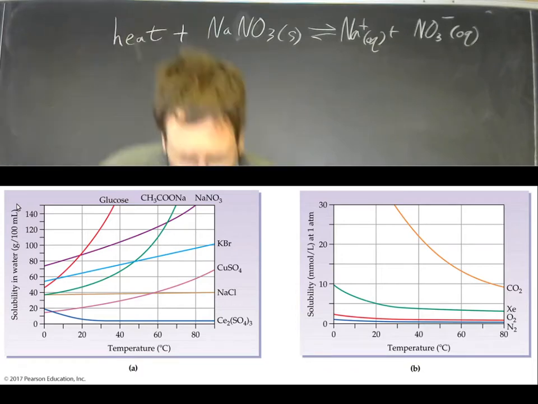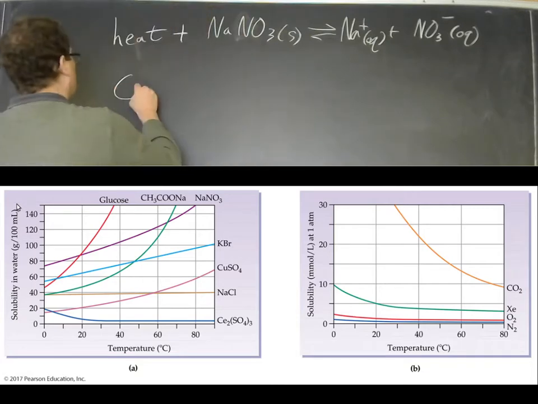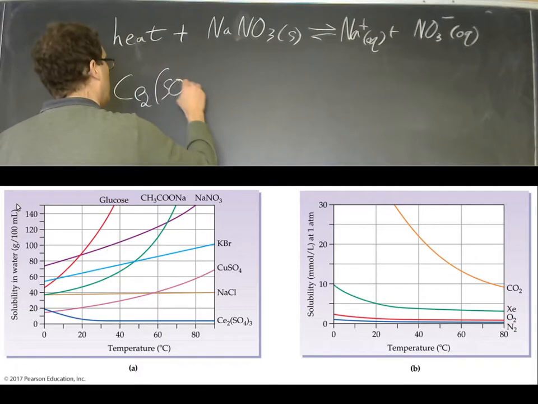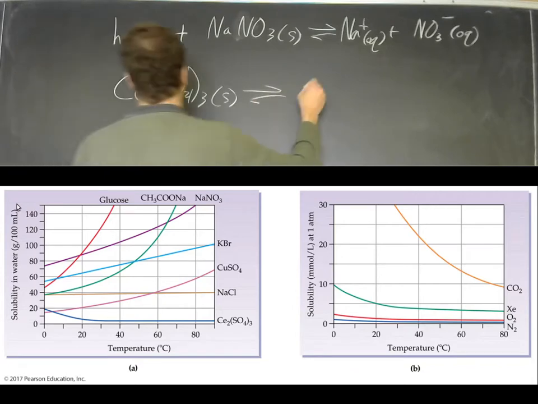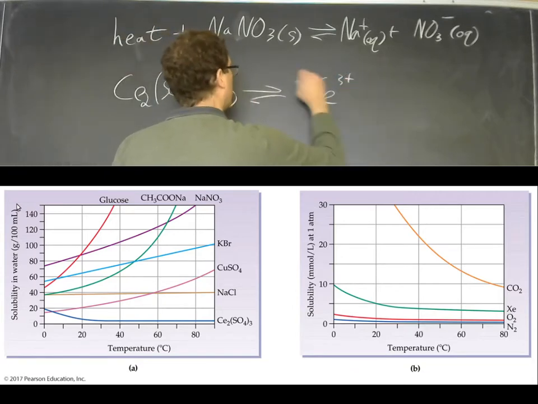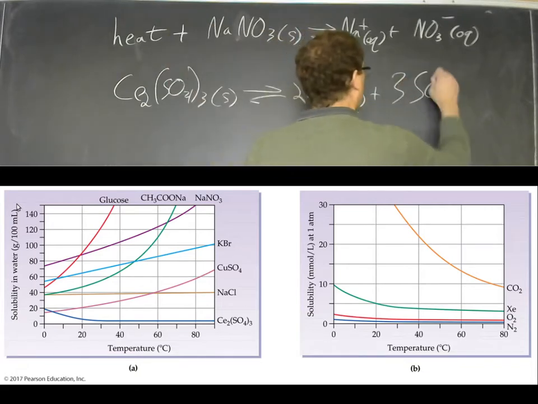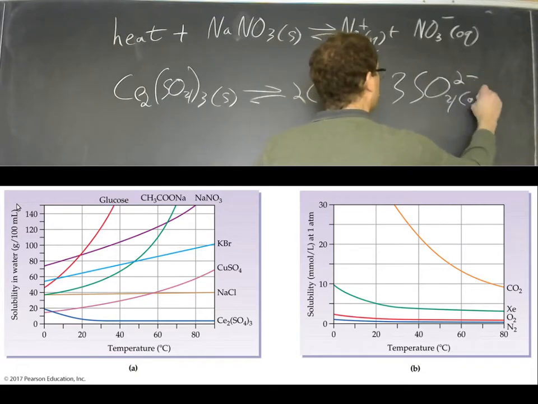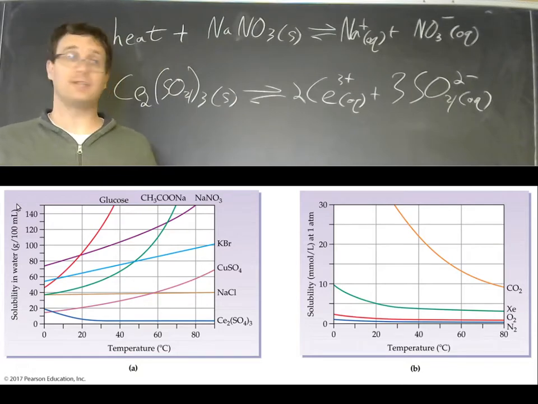You can notice on that chart there are a couple others that seem to go the other way. Sodium chloride is one of them, and cerium sulfate is the other. So let's look at that cerium sulfate. Ce2(SO4)3 solid is in equilibrium with 2Ce3+ aqueous plus 3SO4 2- aqueous. Cerium sulfate. And as we increase the temperature, the solubility goes down.